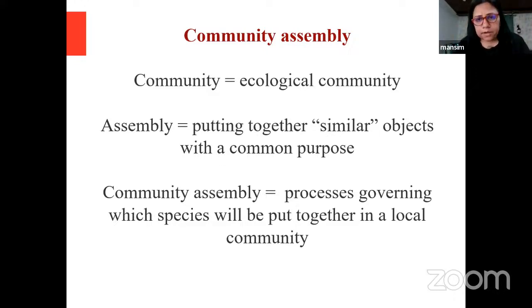Now, without any background, just using intuition, we can come up with an exhaustive list of what these community assembly processes should be like. Why are these birds found in South India and not in North India? Why are these birds found in the Eastern Himalayas, for instance, and not in Goa? We are talking about communities here, and we are talking about the processes which have put these communities in their place.